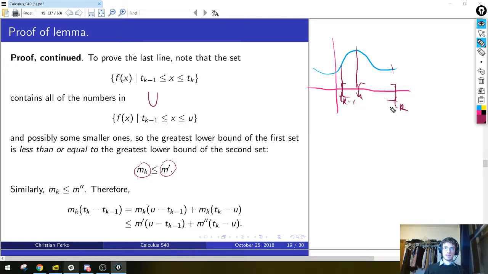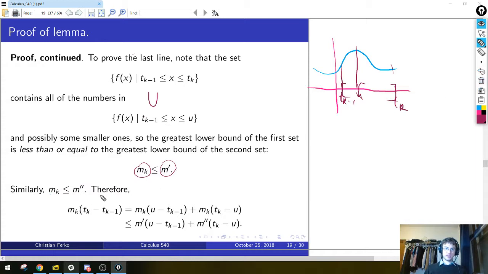Well, what if I look at the second half? On the second half, same argument. This guy is a subset of the first guy, so anybody who lower bounds all of these guys better lower bound all of those guys. So we also see m sub k must be less than or equal to m double prime. Well, okay, so that's very easy then.